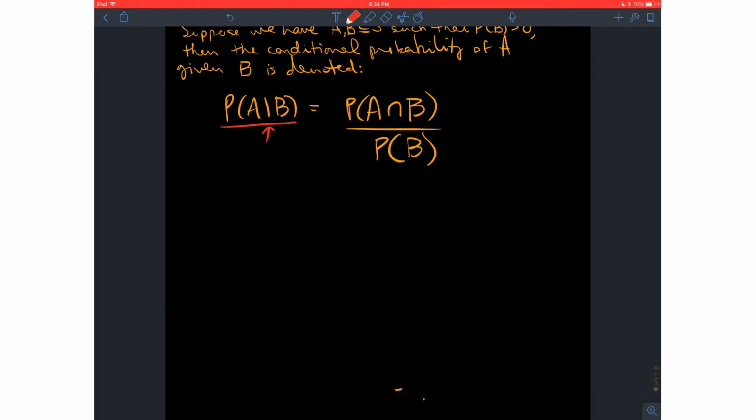And so the whole point of conditional probabilities is to be able to essentially take into account new information that in some sense updates our likelihood of A occurring.